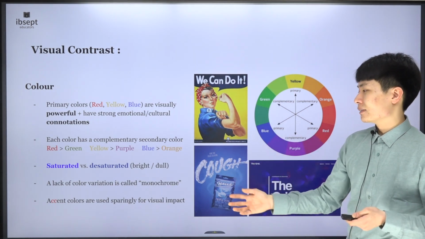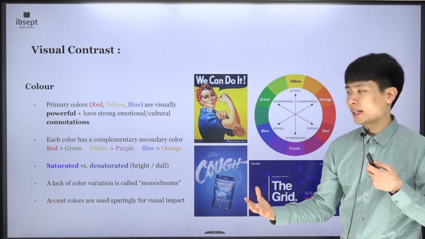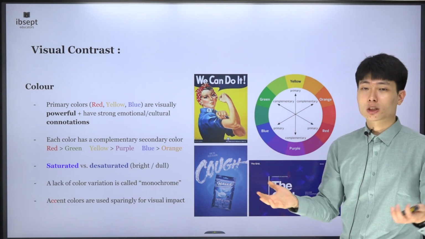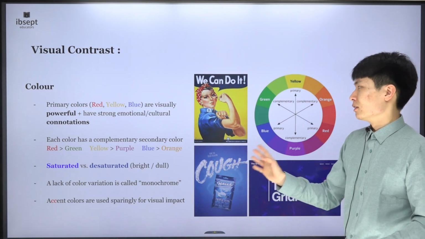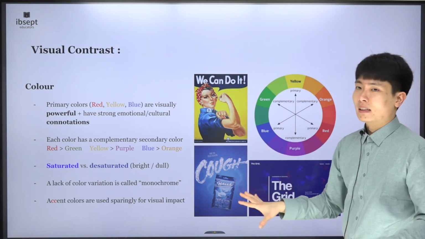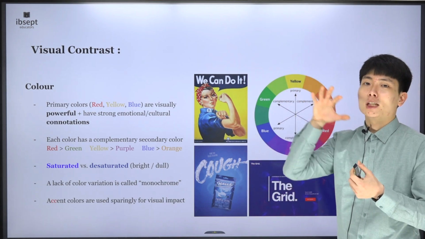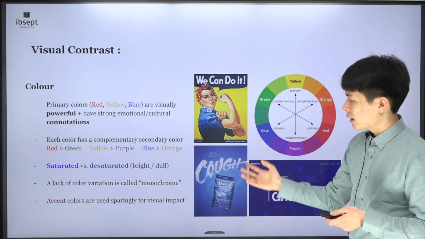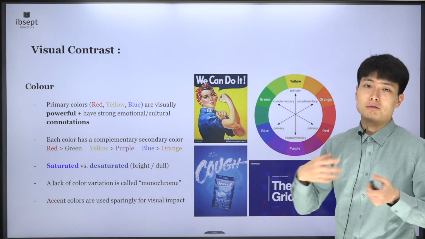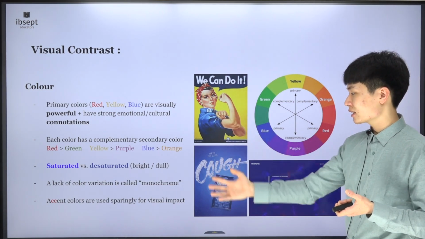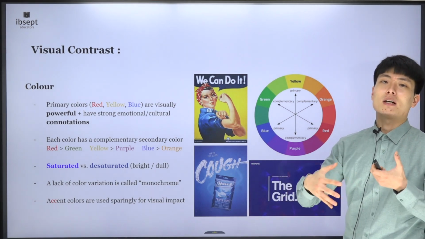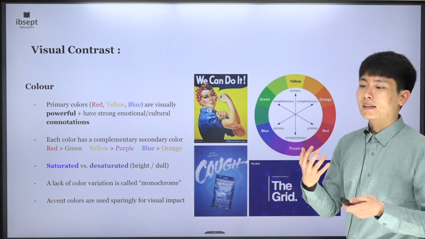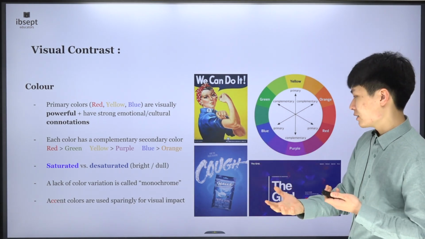There are certain advertisements that have a lack of color variation. We refer to them with the term monochrome. So a monochrome color scheme means that there is no variation in color. They're using simply one color and different hues and saturations of that color to create an image. So going back to the associations of blue with freshness, with newness, it makes sense that this cough drop ad would use a monochromatic blue color scheme in order to convey that effect of freshness to the audience.